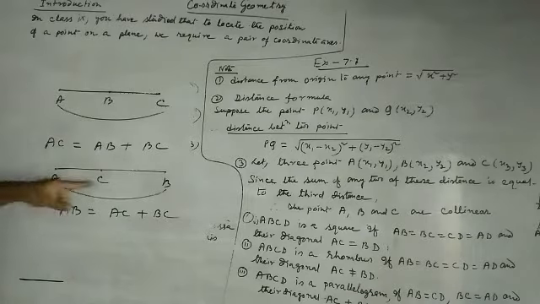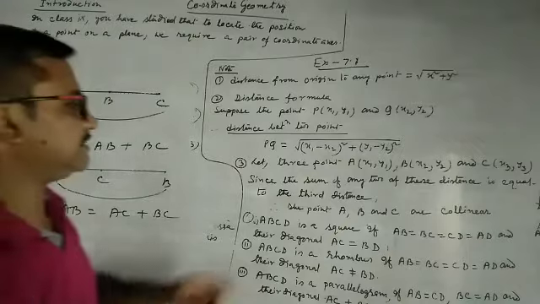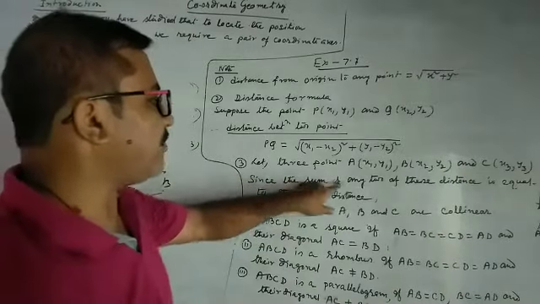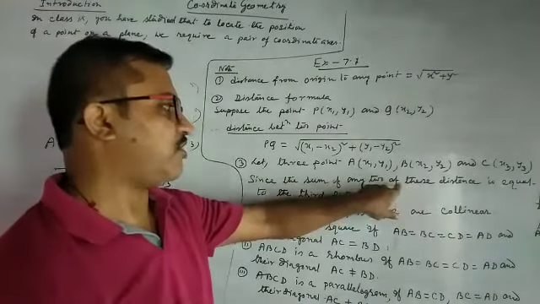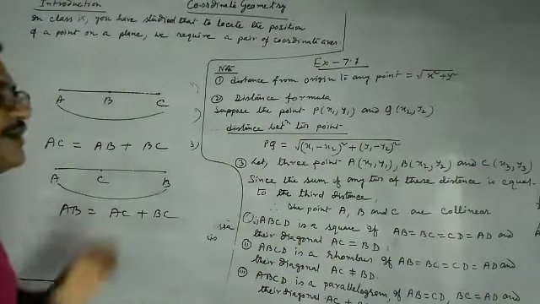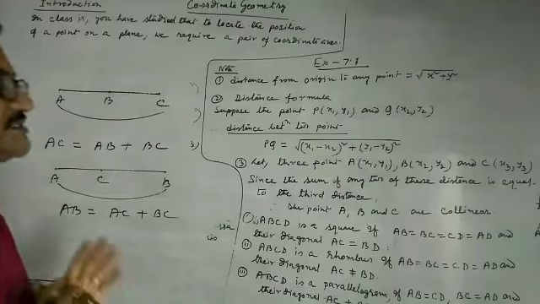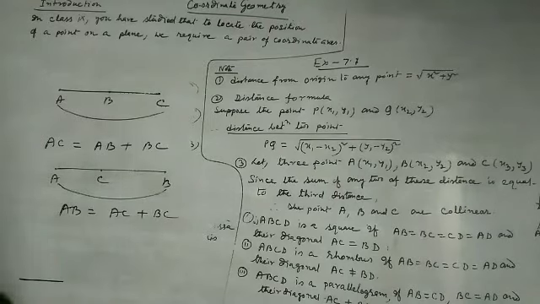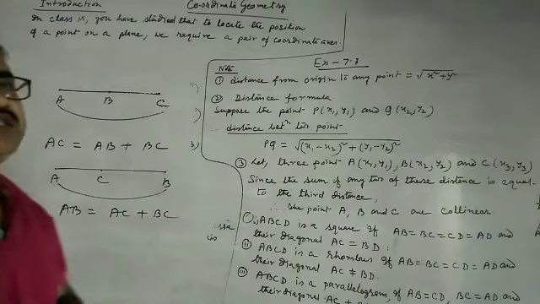in the same way, A, C, B are three collinear points, because according to the condition, if the sum of any two of these distances is equal to the third distance, the points are collinear, or on a straight line. So we need this condition in exercise 7.1.